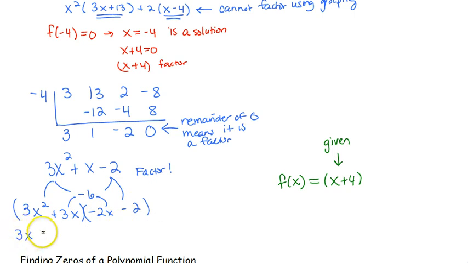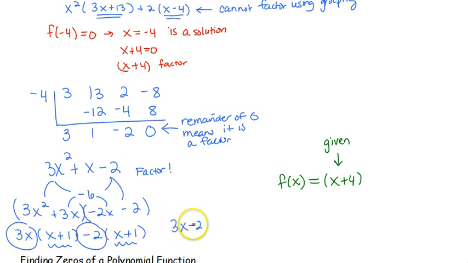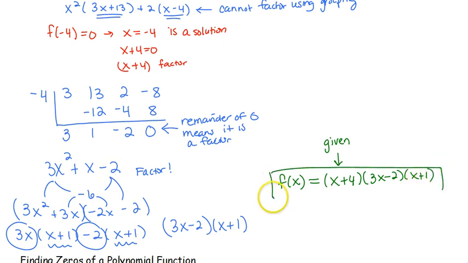We pull out our GCF, and unlike how we started, we see that factoring by grouping is going to work this time. So we pull the two GCFs together. 3x minus 2 is our first factor, and x plus 1 is our second factor. We can go ahead and combine that with the first factor that we found. We have taken our third degree polynomial and we have factored it using synthetic division.